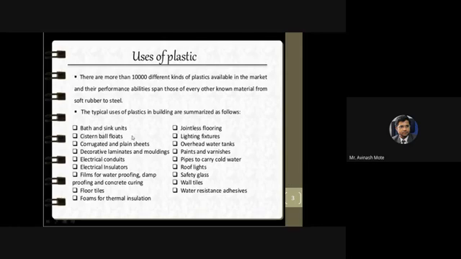Bath and sink units, ball floors, corrugated sheets, laminates, electrical conduits, electrical insulators. Okay, waterproofing, floor tiles. You may have seen the floors in your home also, that are mostly made from ceramic tiles. Okay, floor tiles. But nowadays, because of the indestructible nature of plastic, floors are made from plastic material.